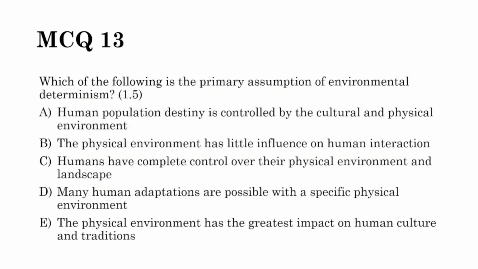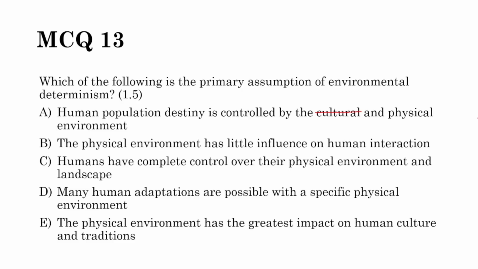13. Which of the following is the primary assumption of the environmental determinism concepts here? So it's basically just asking for a definition. So let's go through all of these. A, human population density is controlled by the cultural and physical environments. If we eliminated culture, this would be a right answer here, but it's not because cultural's in there. Environmental determinism doesn't include culture really anywhere in its definition.